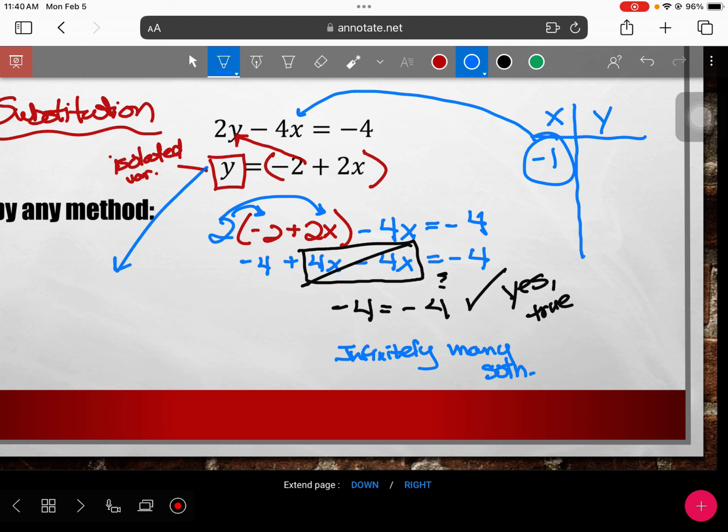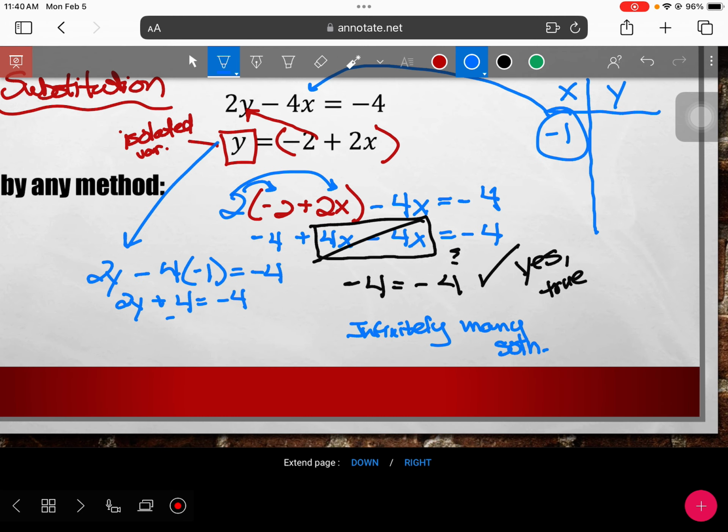I'm going to do this over here and say 2y minus 4 times -1 equals -4. 2y, -4 times -1 is plus 4, equals -4. I need to isolate and solve for y. Subtract 4, subtract 4. 2y is equal to -8, so y is equal to -4. So that would be the ordered pair for when x is equal to -1.